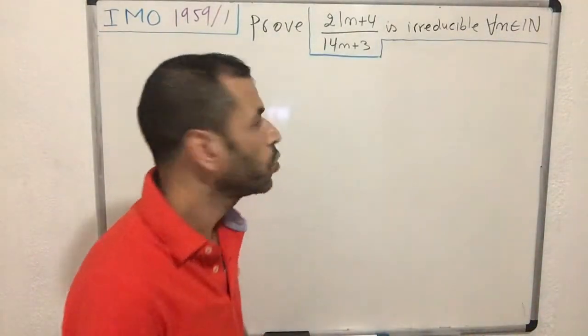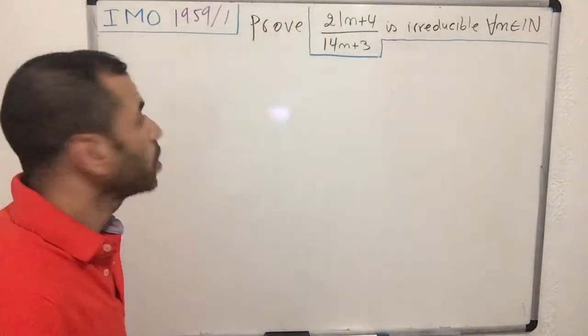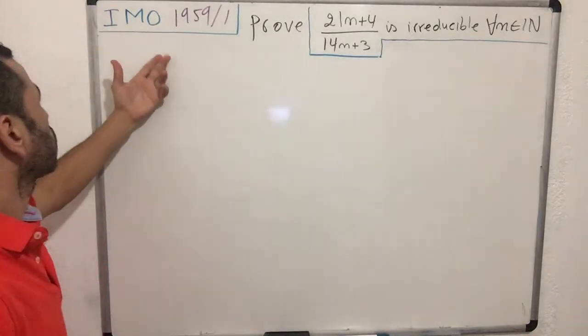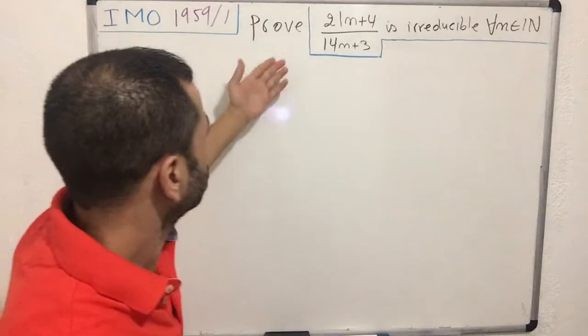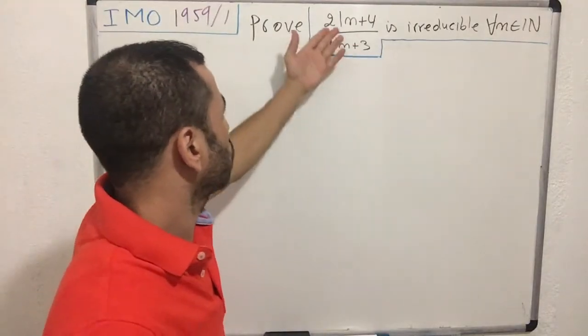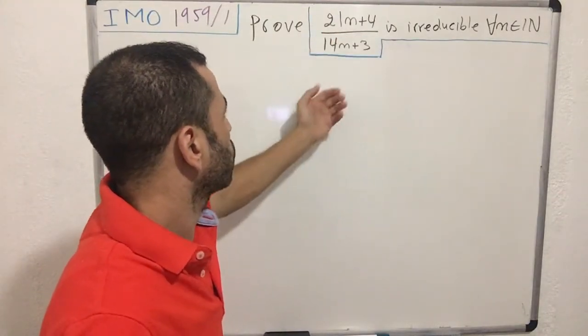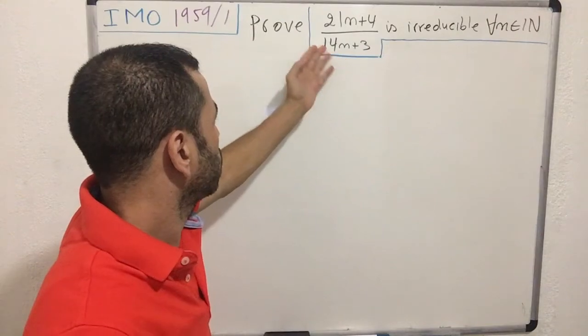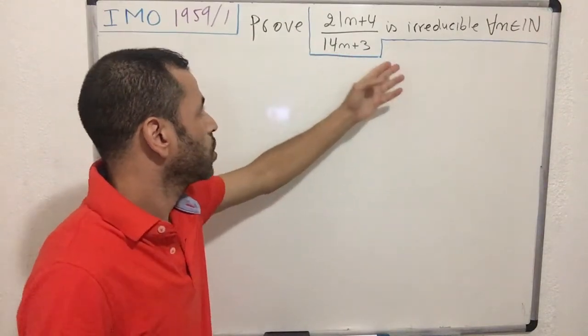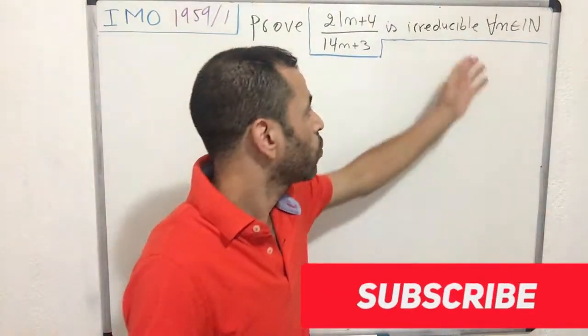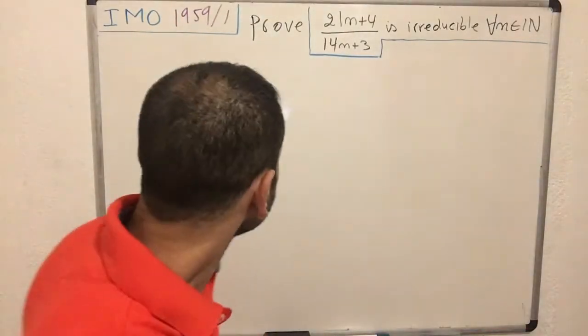In today's video, I'm going to do this problem. This is International Mathematical Olympiad of 1959, problem number 1. The question: prove this fraction, 21n plus 4 divided by 14n plus 3, is irreducible, for all natural numbers.